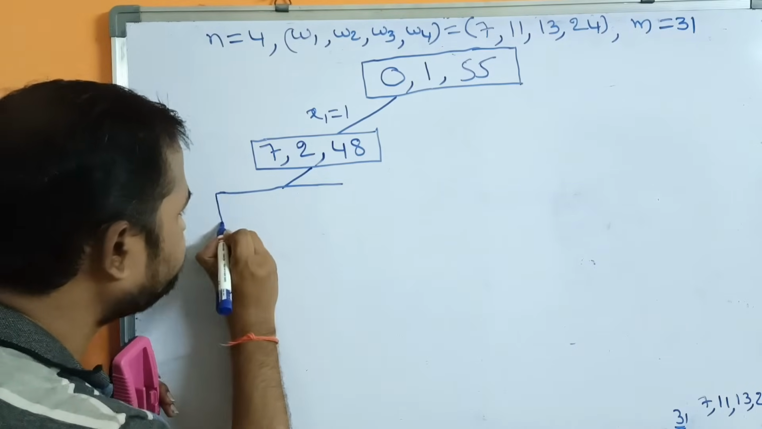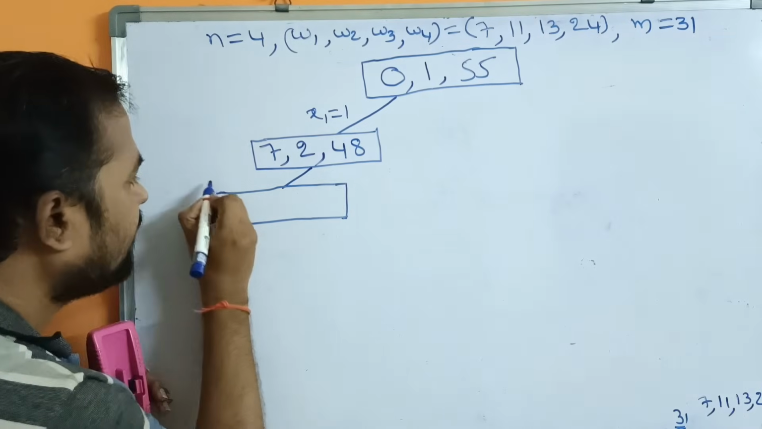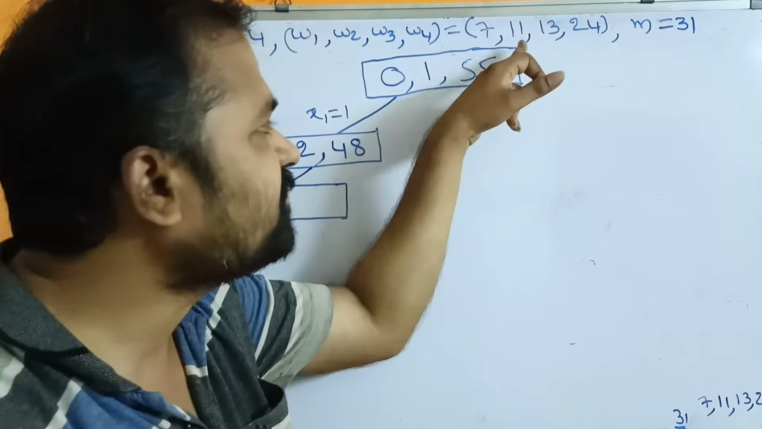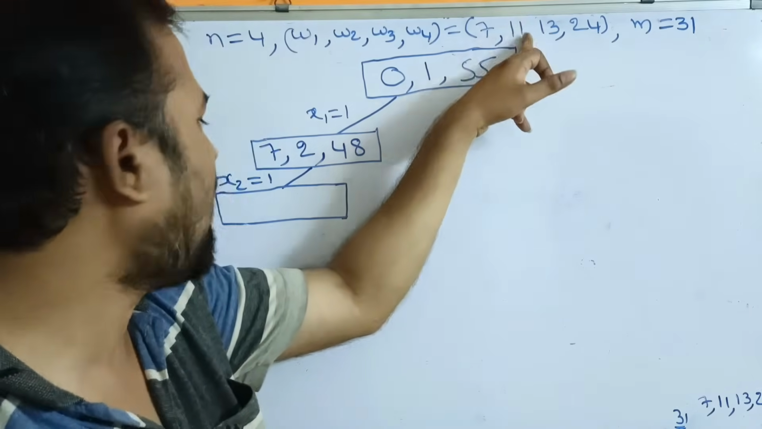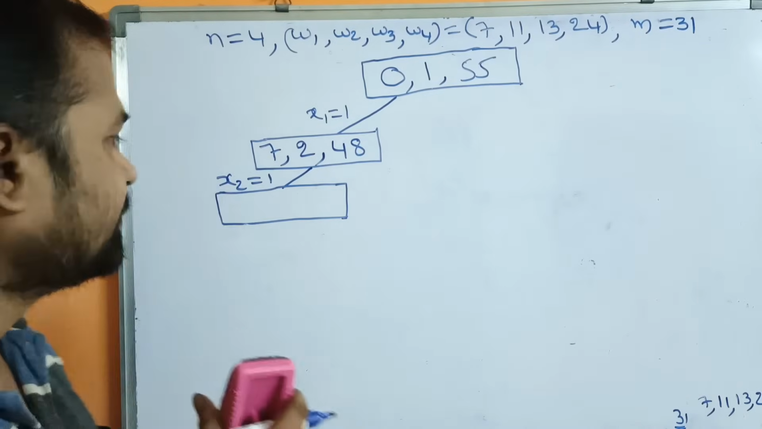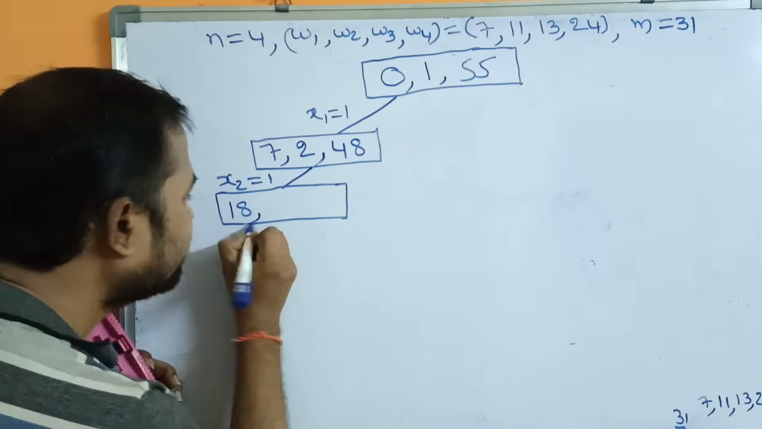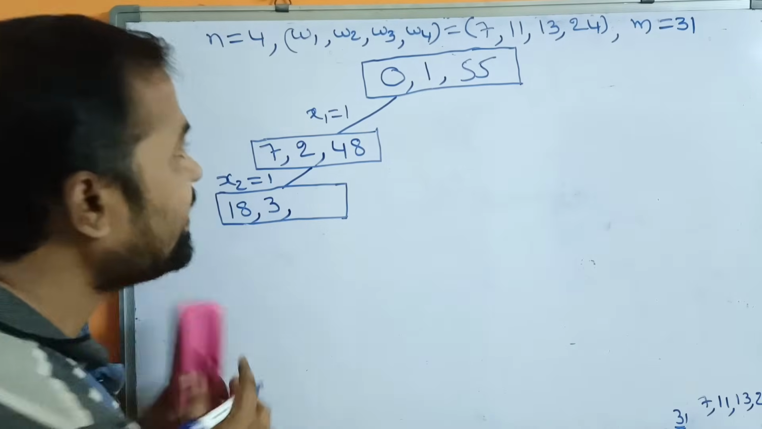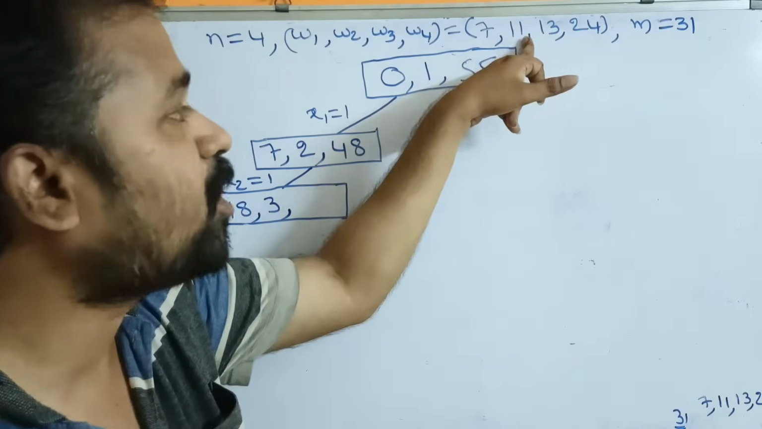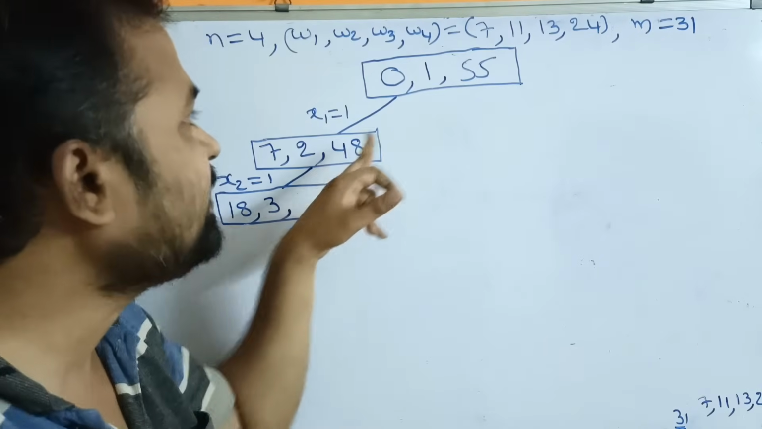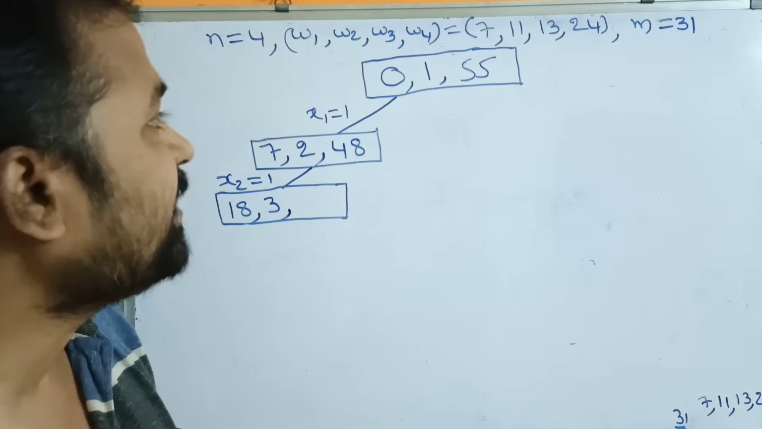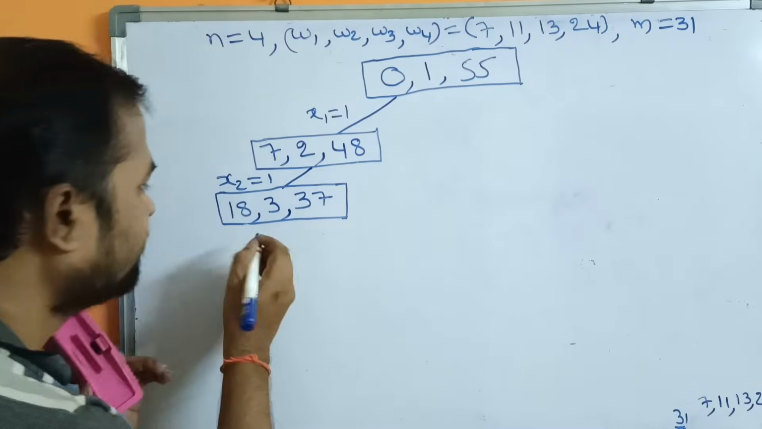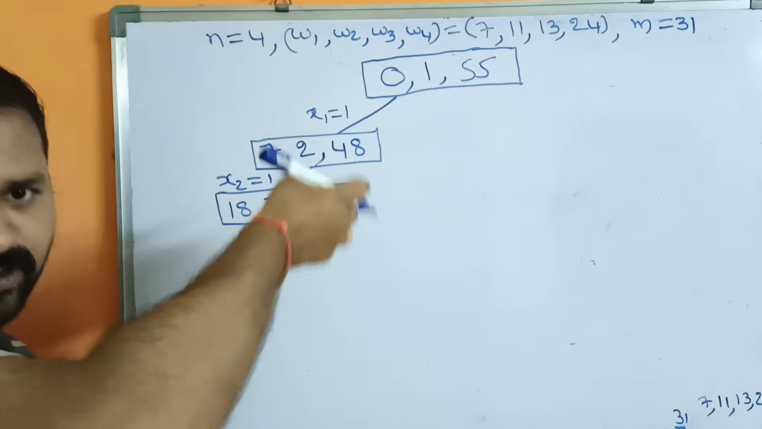So x2 is equal to 1. Let us consider the second object. What is the weight of the second object? 11. So now we have to add this 11 to this sum. So 11 plus 7 means 18. In the next level, we have to consider the third object, so we have to write 3. Next, we have to subtract the weight of the second object from the sum. So 48 minus 11 means 37. Likewise, we have to go to the deepest level.